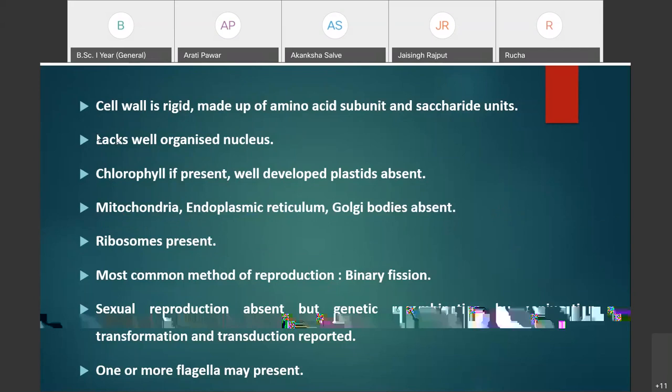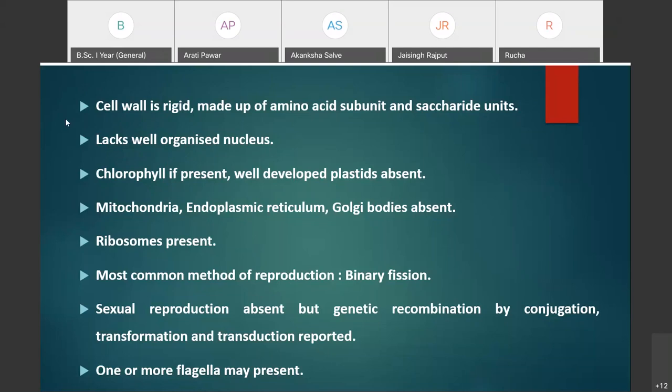Prokaryotic, okay, you know there are two types of cells, the prokaryotic cell and the eukaryotic cell. Here, pro and karyon: pro means primitive and karyon means the nucleus. That means here the nucleus is not well organized. In a well organized nucleus, the nuclear membrane is present, the nuclear pore is present, then nucleoplasm is present, and then also there is a nucleolus of the nucleus.